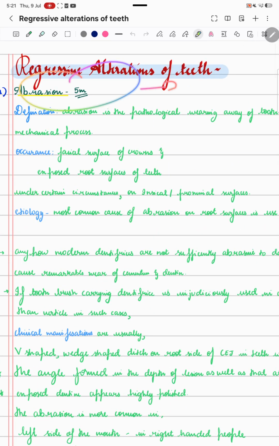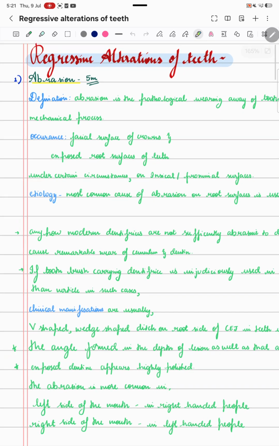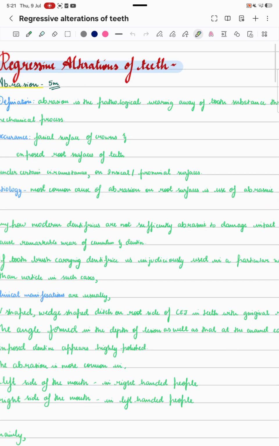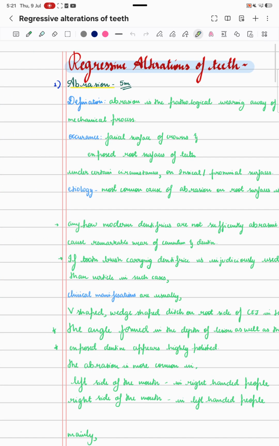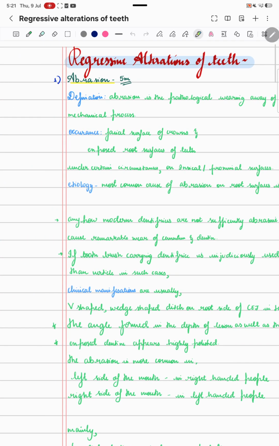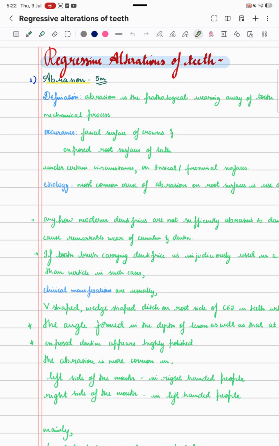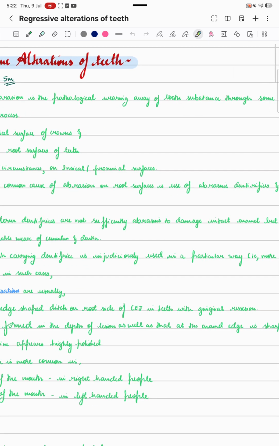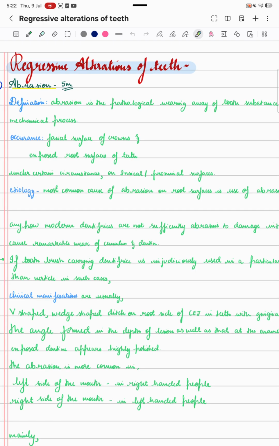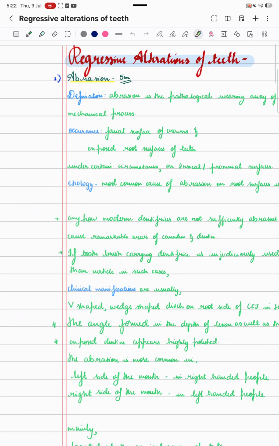So what is abrasion? Abrasion is defined as the pathological wearing away of tooth substance through some abnormal mechanical process. It occurs on facial surfaces of crowns and exposed root surfaces of teeth. So basically, abrasion is the pathological wearing away. The tooth surface is worn off through some abnormal mechanical process, that is abrasion.